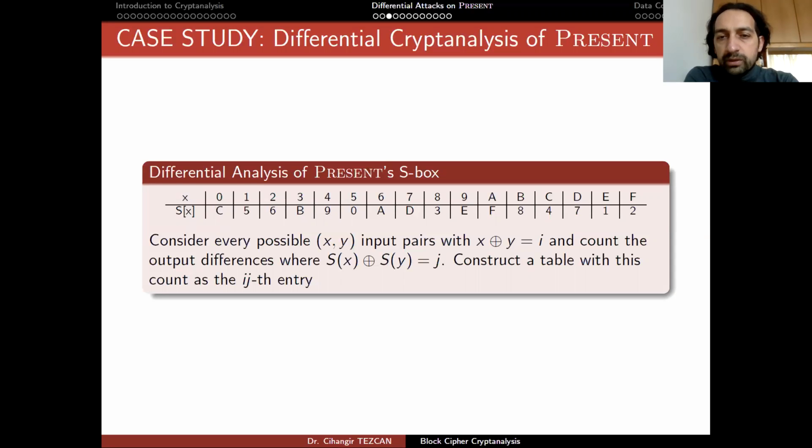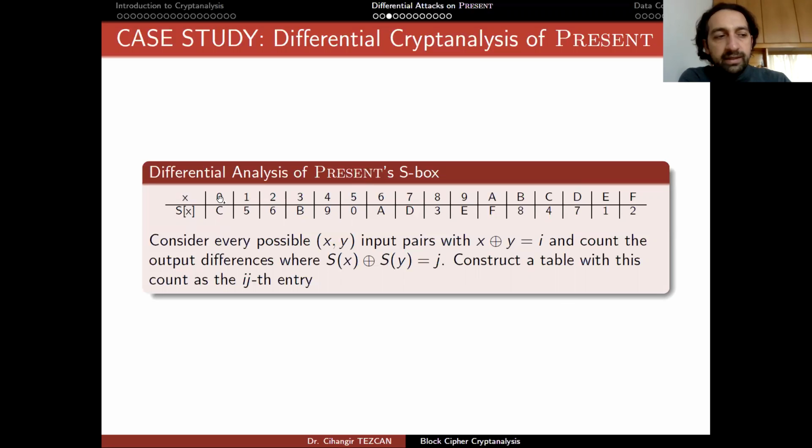And in order to do that, we have to see how the substitution layer affects differential cryptanalysis. In the case of PRESENT, we have S-boxes, and actually a single S-box is used 16 times in parallel. So we have to consider how this S-box behaves when we produce an input difference. So let's look at the S-box. Recall that this is PRESENT's S-box.